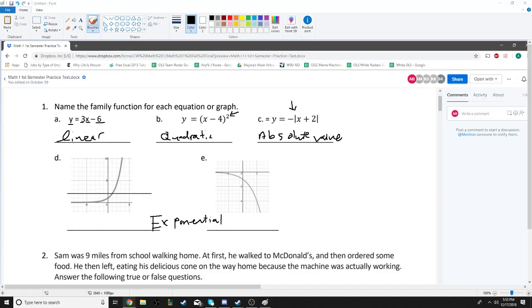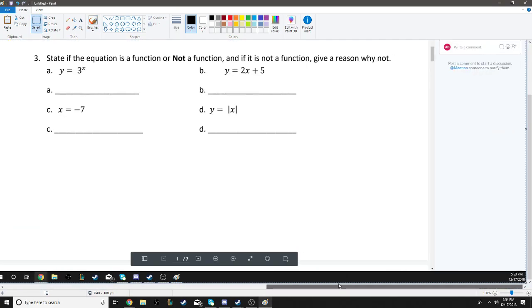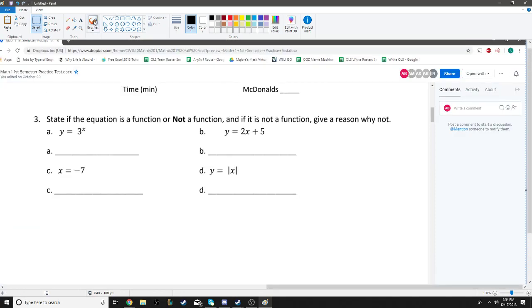I told you guys to skip number 2, so we're going to skip number 2, and we're going to move on to number 3. So this is y equals 3 to the x power. This one is a function, so yes. This is y equals mx plus b. So this means it is a linear function.